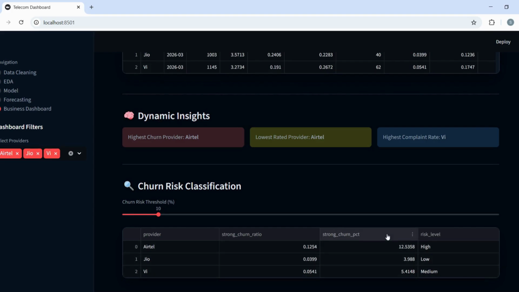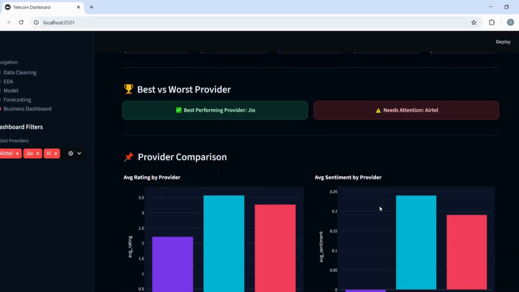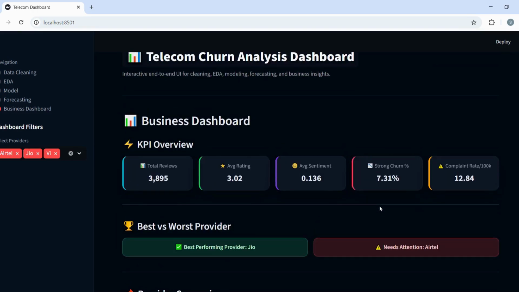So from this dashboard, providers with low ratings often have high churn. Complaint rate strongly impacts customer retention. Forecasting helps predict future risks. In conclusion, this dashboard combines data cleaning, analysis, machine learning, and forecasting, provides real time insights, and helps telecom companies reduce churn and improve services. I hope this dashboard provides valuable insights into telecom customer behavior.